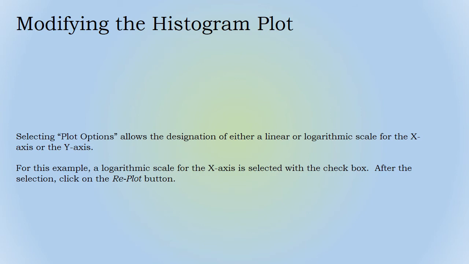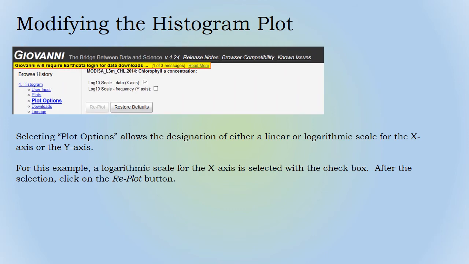To change the x-axis to logarithmic, select Plot Options on the left side. Selecting Plot Options allows the designation of either a linear or logarithmic scale for the x-axis or the y-axis, or both of them. For this example, a logarithmic scale for the x-axis is selected with the checkbox. After the selection, click on the Replot button.